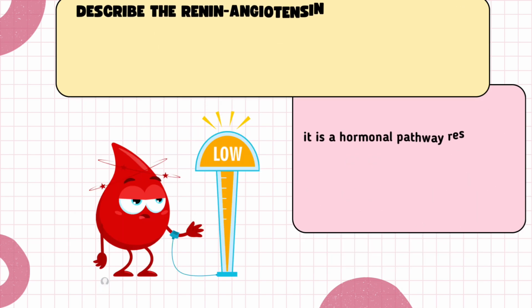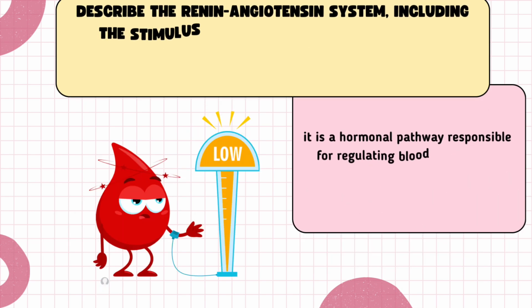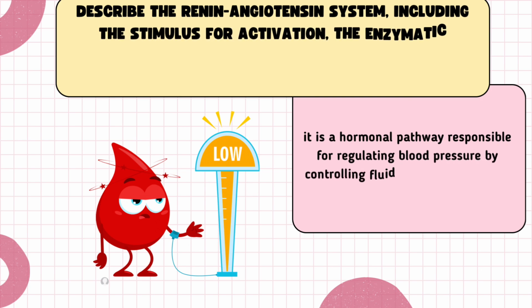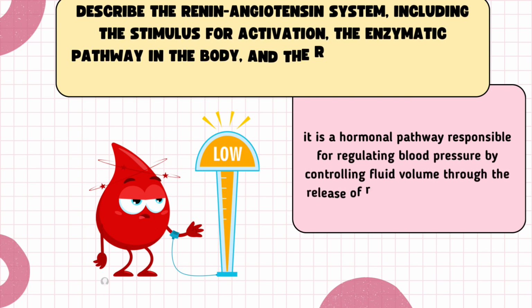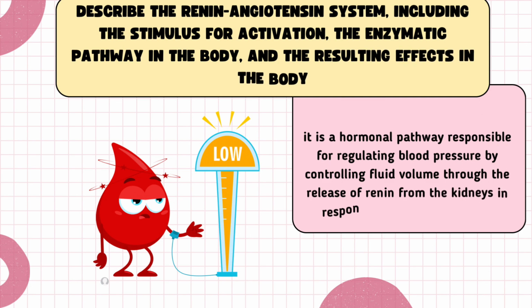Describe the renin-angiotensin system, including the stimulus for activation, the enzymatic pathway in the body, and the resulting effects in the body. So this is going to be a hormonal pathway responsible for regulating blood pressure by controlling fluid volume through the release of renin from the kidneys in response to low blood pressure.